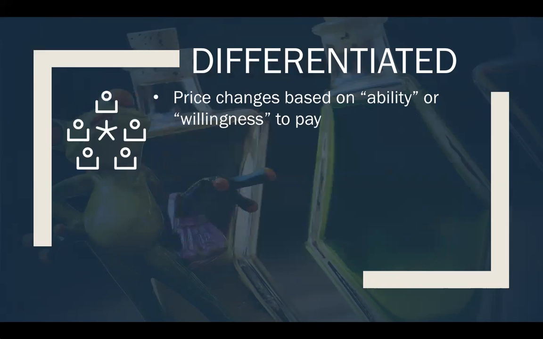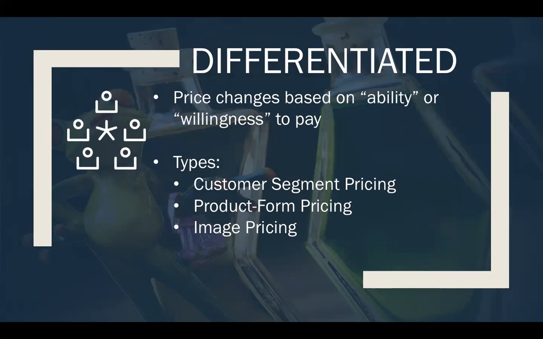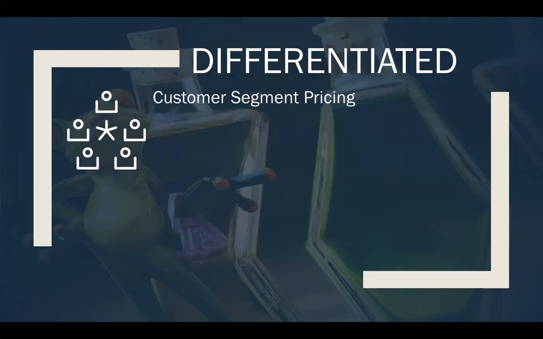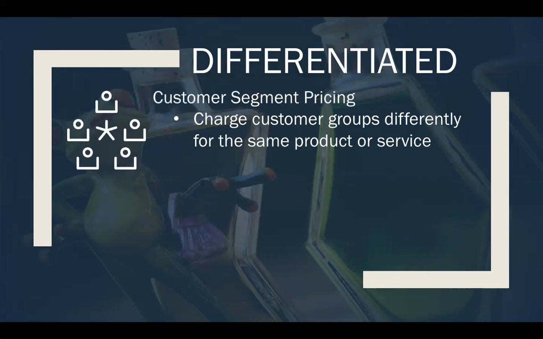Let's go forward and look at changing your price based on the ability or willingness to pay. There are 3 different types of the ability or willingness to pay that you could change your pricing based on for similar or identical products. Let's take a look at 3 of them: customer segment pricing, product form pricing, and image pricing. Customer segment pricing is essentially charging customer groups differently for the same product or service.